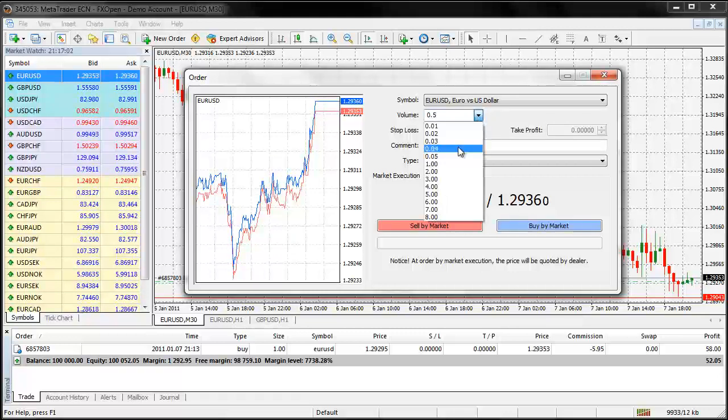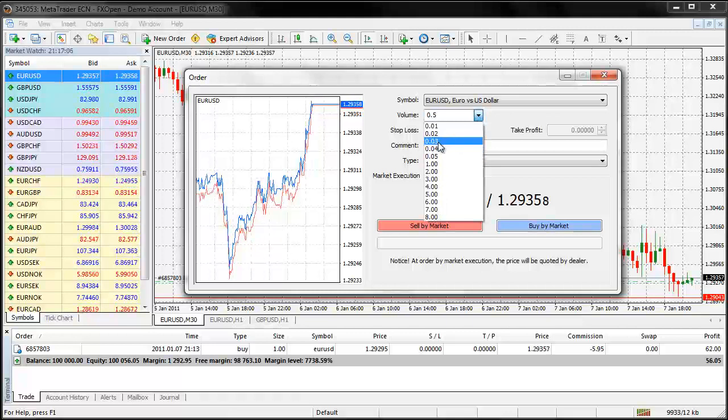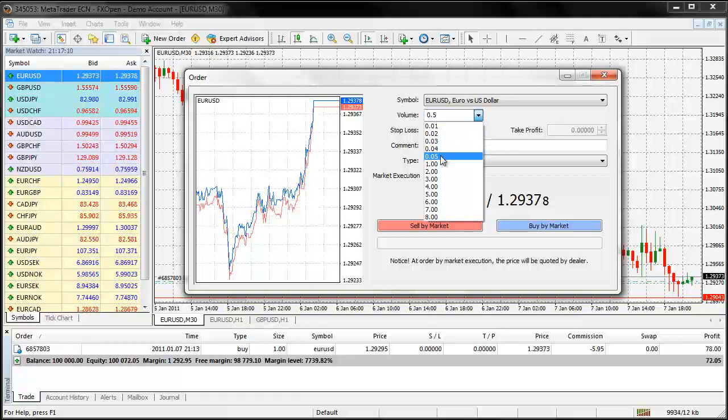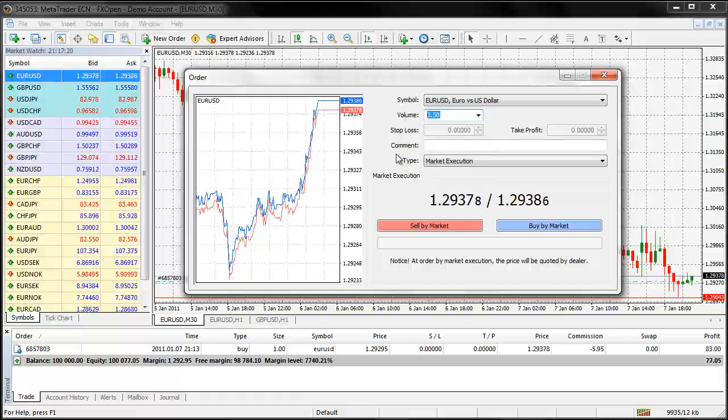Now, try and ignore these little figures here: 0.05, 0.04, 0.03. Don't worry about those. This seems to be a bug when they've changed around the modifications and whatnot. But just type in 0.5, and it's always better to type into that number anyway when you're using numbers that aren't already available.